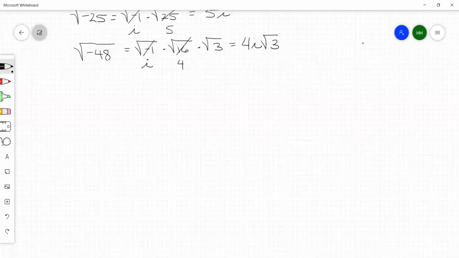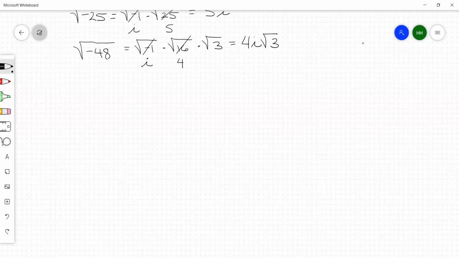Any questions on simplifying radicals with a negative underneath the radical using an imaginary unit?